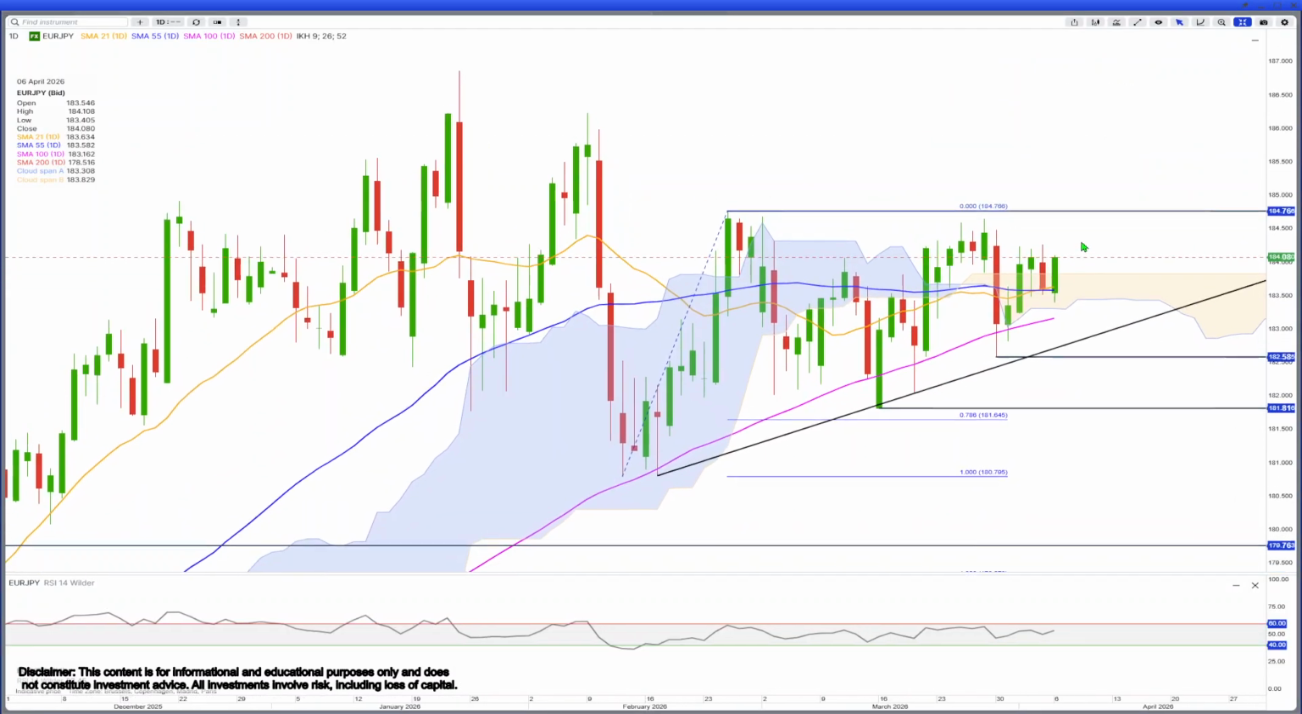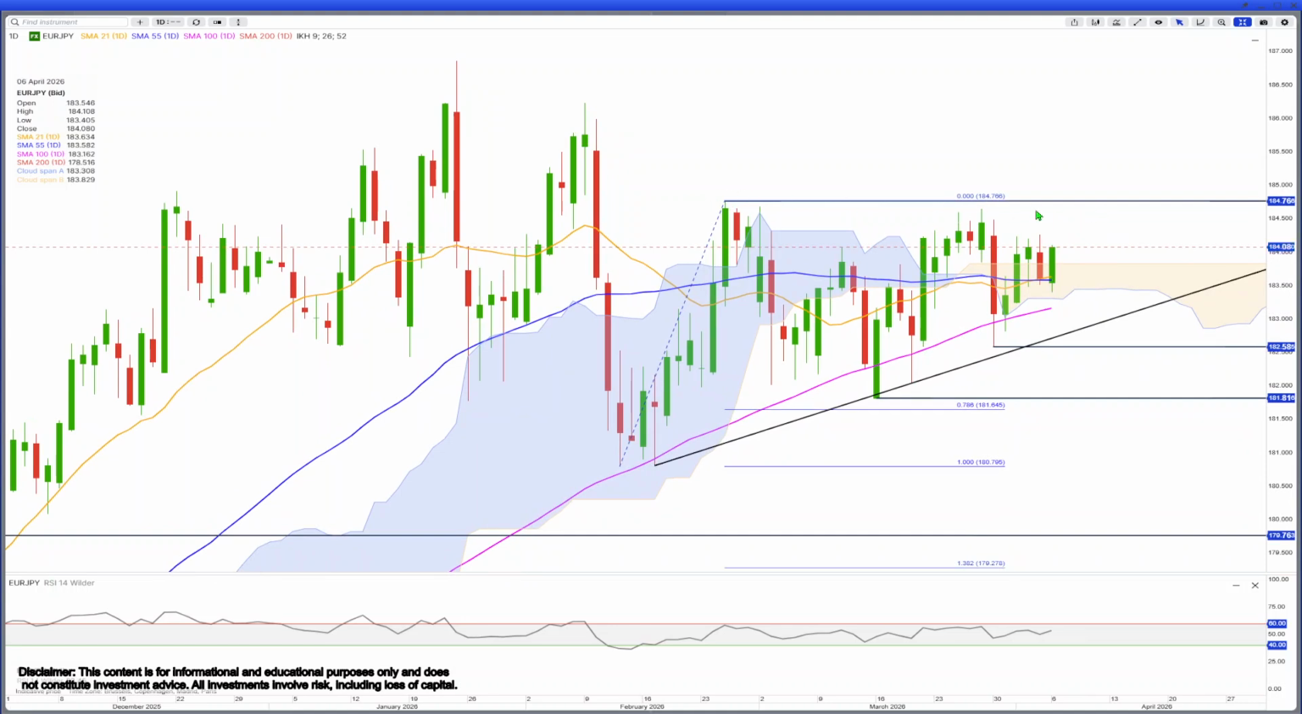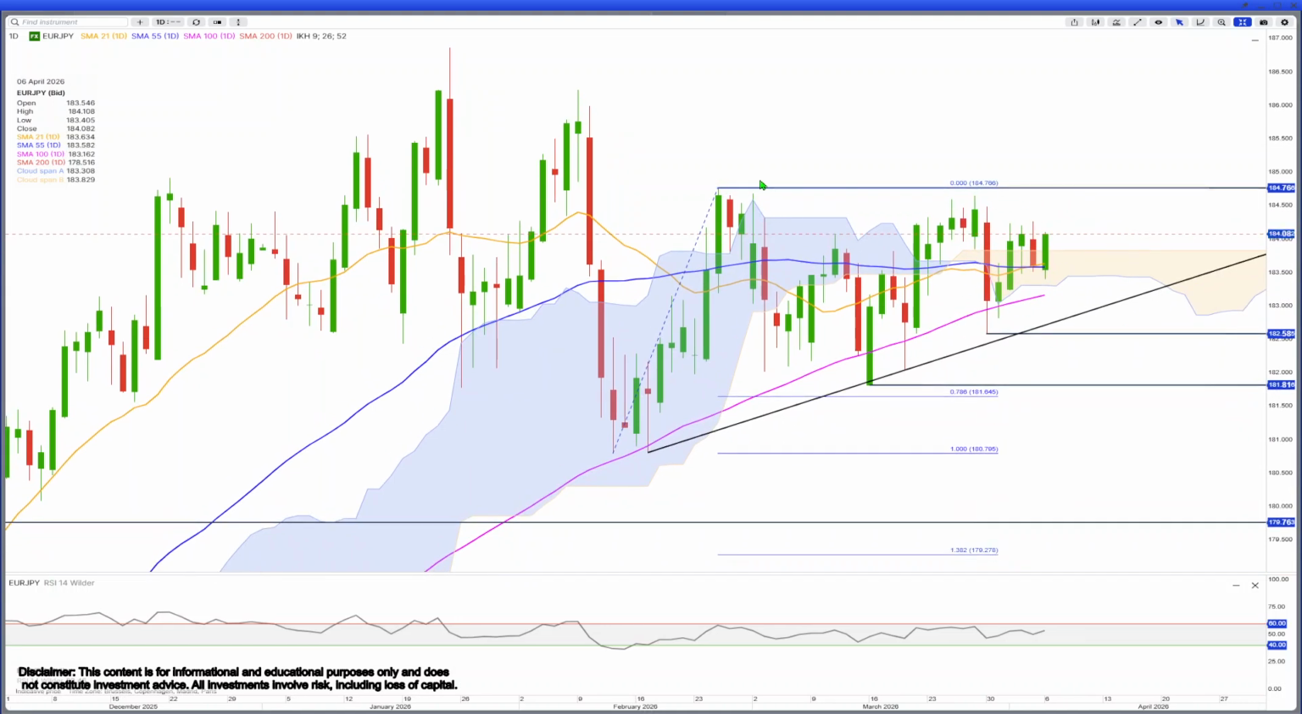The euro yen is forming an ascending triangle here, with more or less flat peaks and rising bottoms. So it's still above the rising trend line. Negative sentiment though, because we were below the 40 threshold there, and we need to get back above the 60 threshold, and we need the euro yen to get back above 184.75, 184.80, these peaks here.